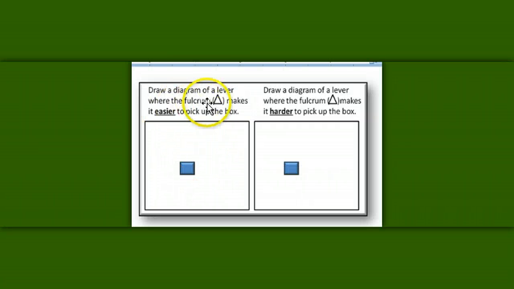At this point, you should be able to take a moment and draw a diagram of a lever where the fulcrum makes it easier to pick up this box. And then on this side, draw a diagram of a lever where the fulcrum makes it harder to pick up the box. Your teacher might need to do an example with you in the next day or two, and that might be a little bit more clear to you.